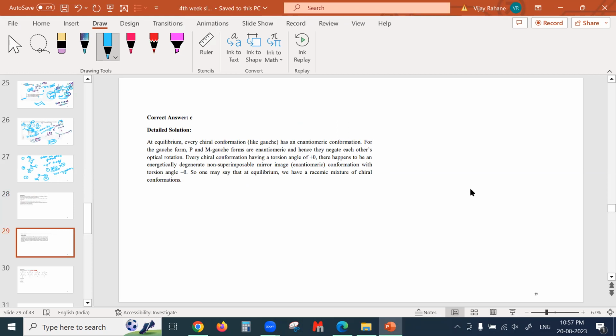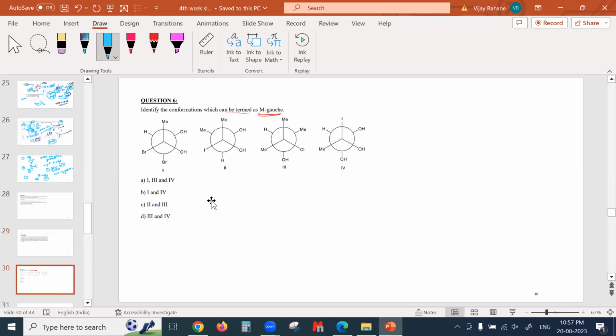Does anyone have any question? So we'll go for the next question now, if you don't have any question. All right. So the next question is the conformation which we can term as an M gauge.